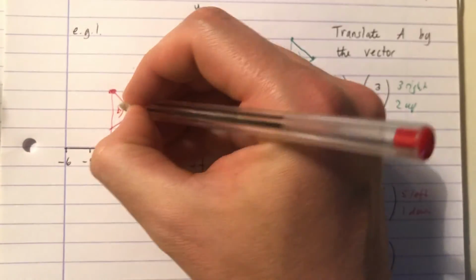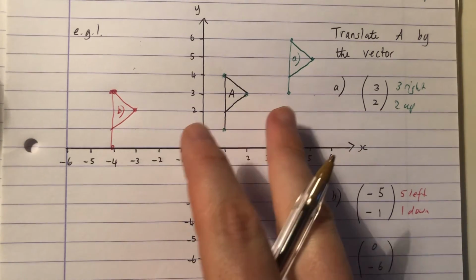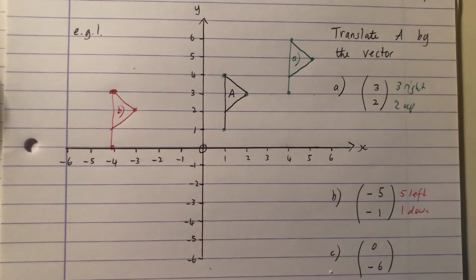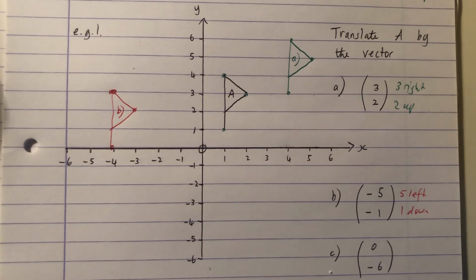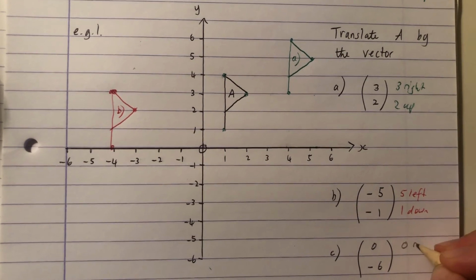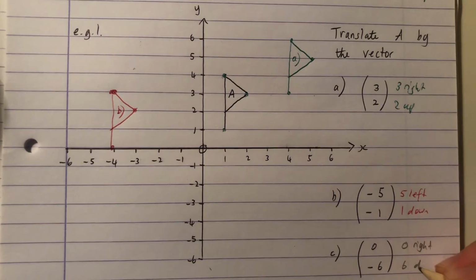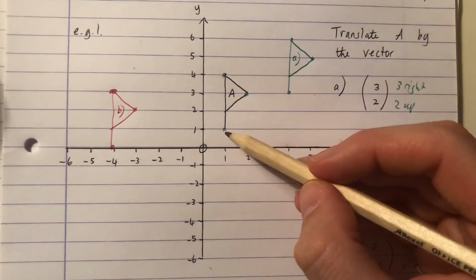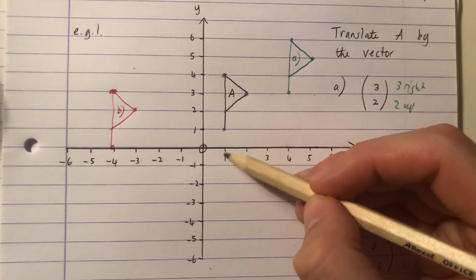Call that part B. You notice these objects are identical. They haven't been rotated, they haven't been enlarged. And that's the main thing with the translation. Don't change size or you don't change orientation, you just change position. And the last one is 0, -6. So 0, -6 means 0 right or left, but 6 down. So take this point, move it down 6.